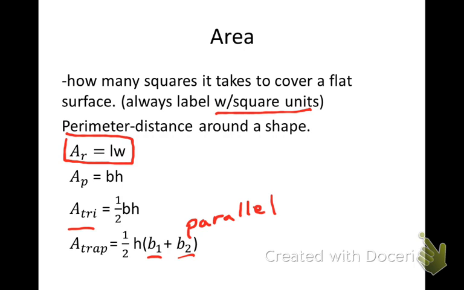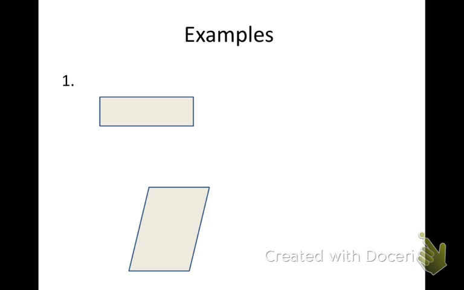So let's see if we can use these formulas and calculate some areas. On number one, let's give this rectangle some dimensions, and that is the first thing you need to do: be able to identify the shape. So this is a rectangle, so the formula says length times width, 18, label it meters squared.